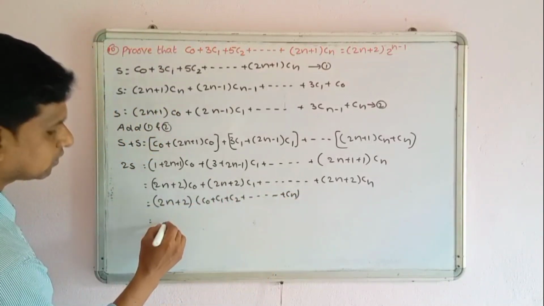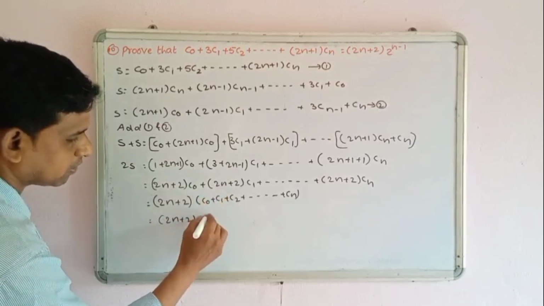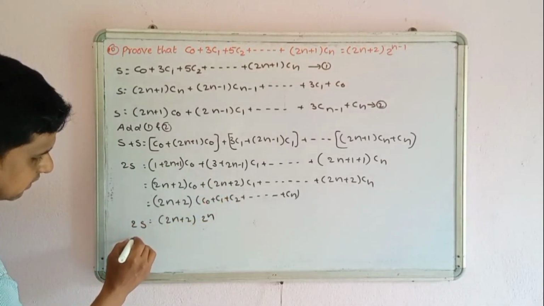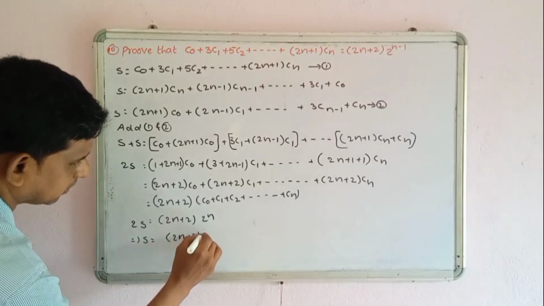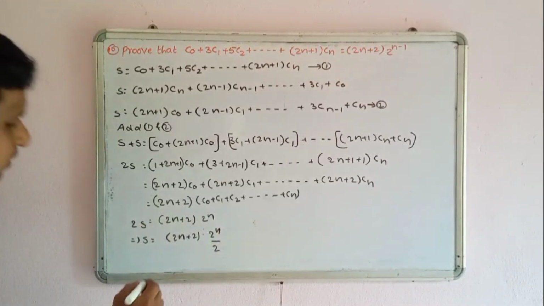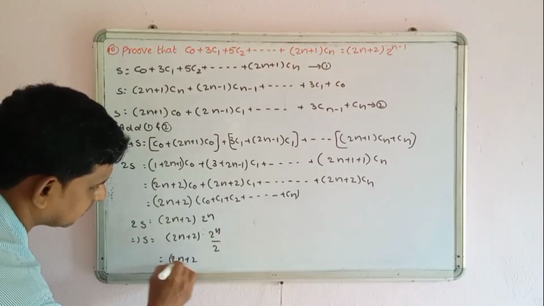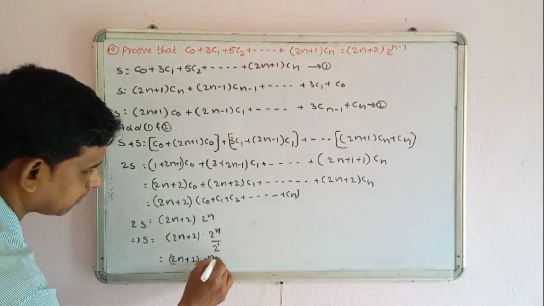This is the expansion of 2 power n. So 2S equals 2n plus 2 into 2 power n. Transpose 2 to the right side and divide by 2. So that equals 2n plus 2 into 2 power n divided by 2. Here, where nothing is written, it means 1. a power m by a power n is a power m minus n.